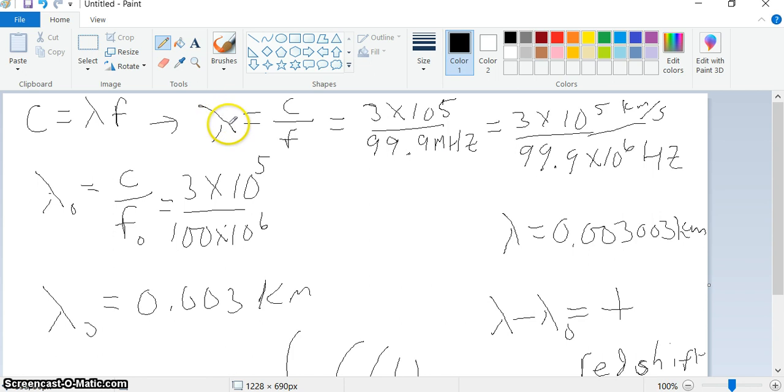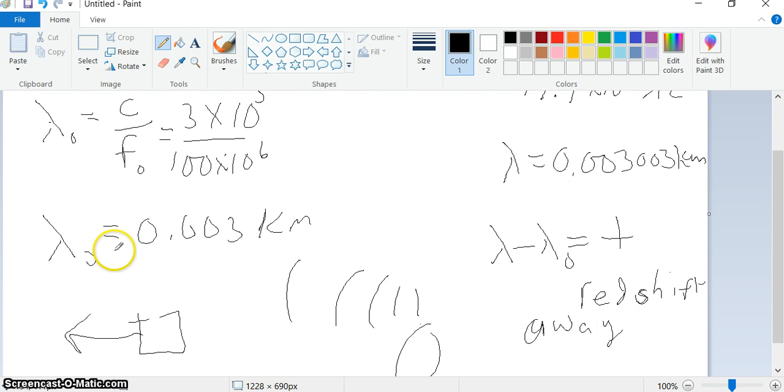Remember this is lambda, the moving wavelength. It's 3 times 10 to the 5th kilometers per second divided by the frequency. I'm just changing the metric prefix mega to times 10 to the 6th, and then doing the calculation. You get 0.003003, and it repeats. Notice the answer's in kilometers, because hertz is just 1 over seconds. So our lambda is 0.003003, and it just keeps repeating.